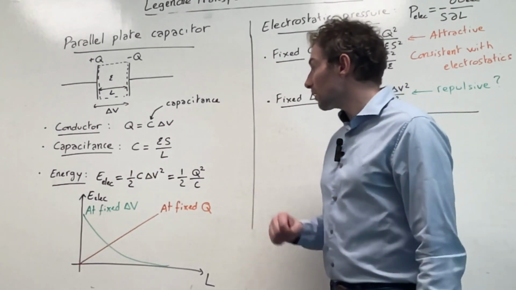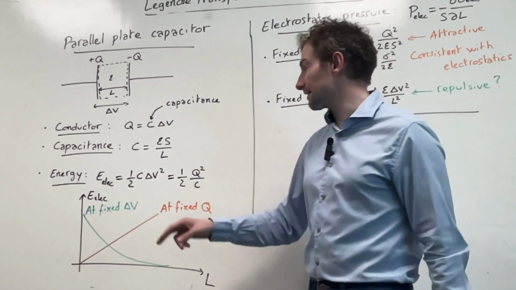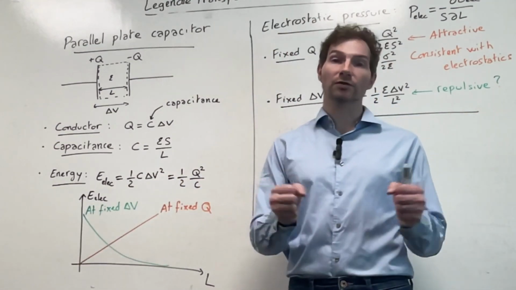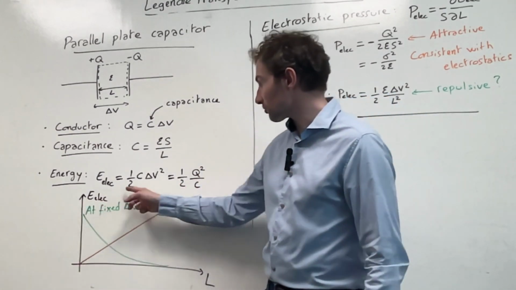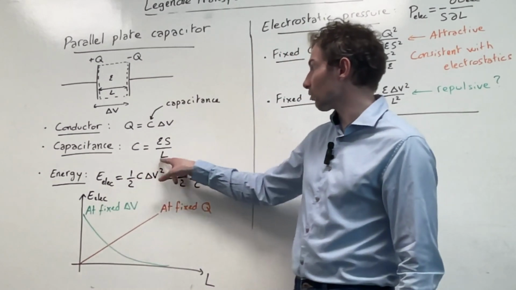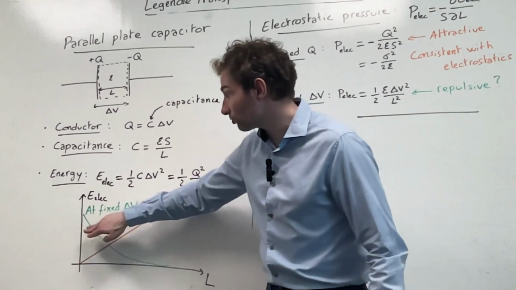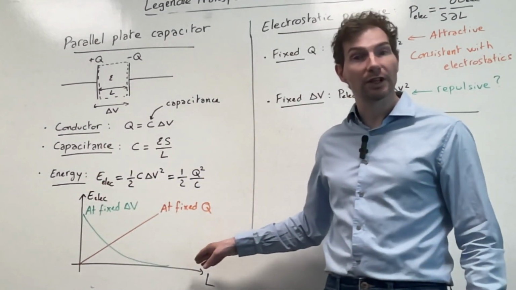Then there is another case where experimentally what you impose is delta V. So you impose a voltage and you separate the plates. Now, as you put that into that equation, you're going to see that C is proportional to 1 over L, so the energy is going to diverge at L equals 0, and is going to go to 0 that way.